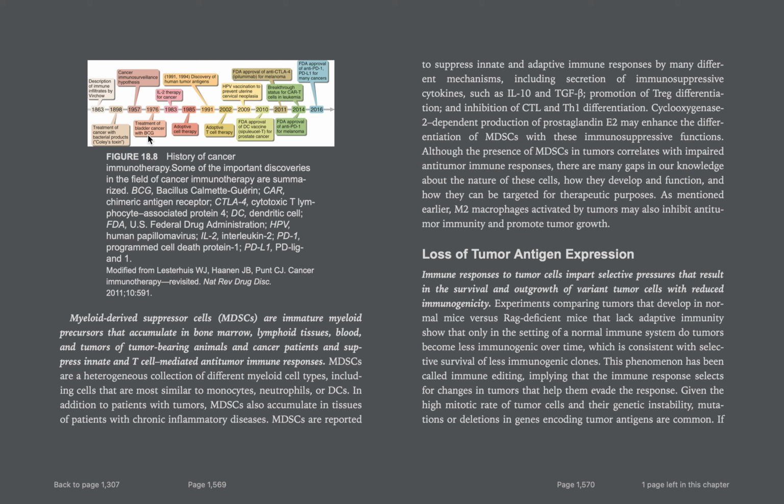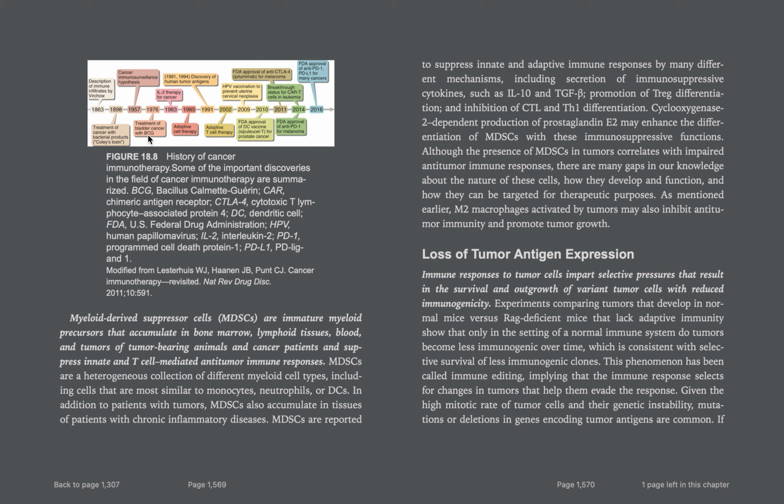Cyclooxygenase 2-dependent production of prostaglandin E2 may enhance differentiation of myeloid-derived suppressor cells with this immunosuppressive function. Although the presence of MDSC in tumor correlates with impaired anti-tumor immune response, there are many gaps in our knowledge about the nature of these cells, how they develop and function, and how they can be targeted for therapeutic purpose. As mentioned earlier, M2 macrophage activated by tumor may inhibit anti-tumor immunity and promote tumor growth.